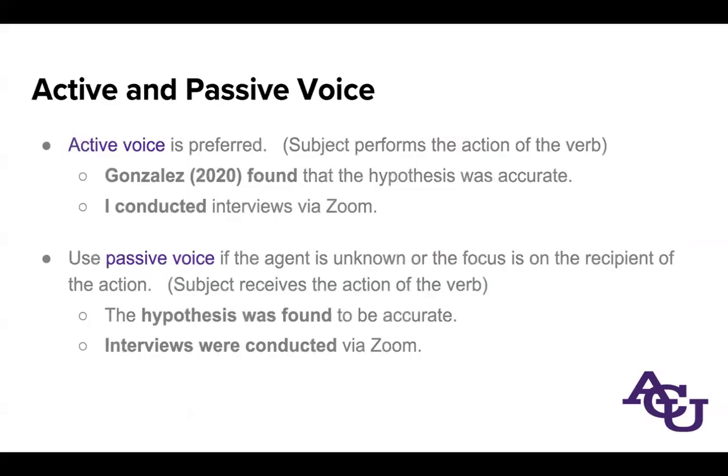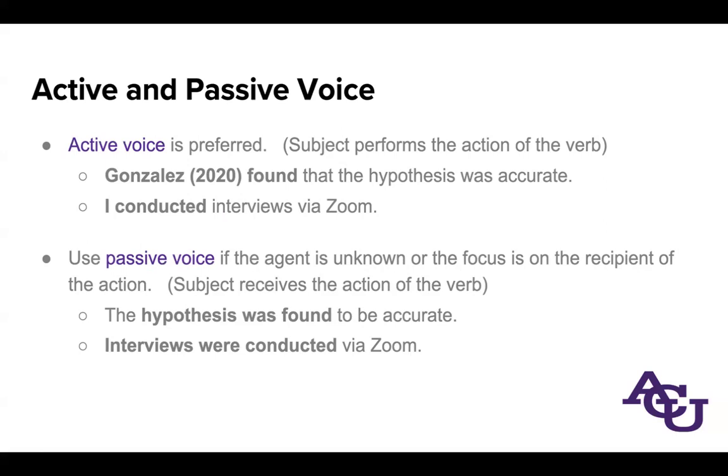And the other thing we want to talk about in terms of a grammar standpoint is active and passive voice. When we write in APA format, we should preference active voice. Active voice means that the subject of the sentence is performing the action of the sentence. So Gonzalez found that the hypothesis was accurate. I conducted the interviews via Zoom. Who did the finding? It was Gonzalez. Who did the conducting? It was me. So in most cases, we want to use active voice because it creates vivid, clearer, and more engaging text.